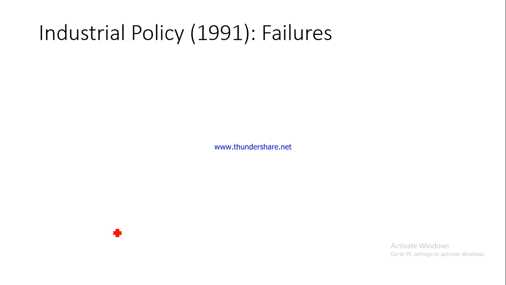So these were the basic reasons why we had to go for Industrial Policy 1991. So that was basically the background. And then you write about the policy, the provisions that we have already discussed. However, the answer would only be complete when you also make an assessment of how successful the industrial policy has been in achieving its stated objectives. So here we are going to discuss the failures of Industrial Policy 1991.